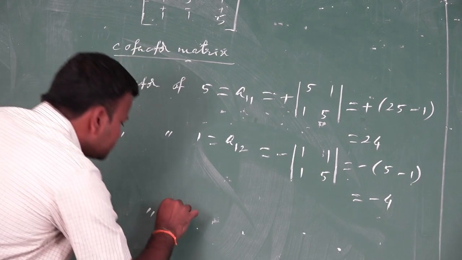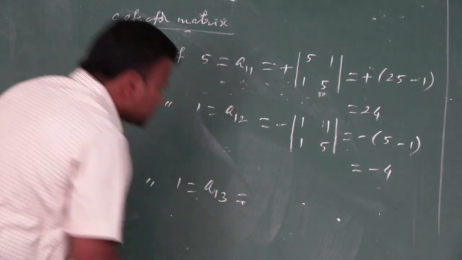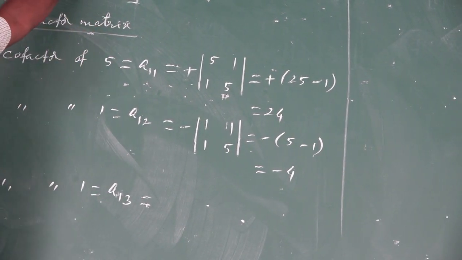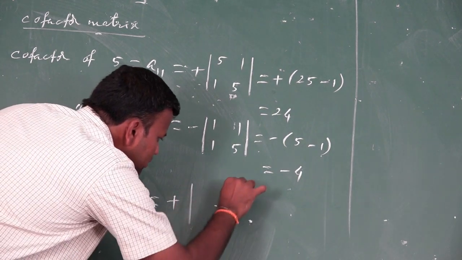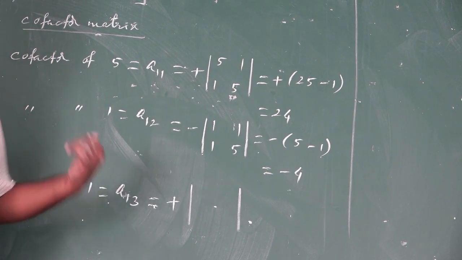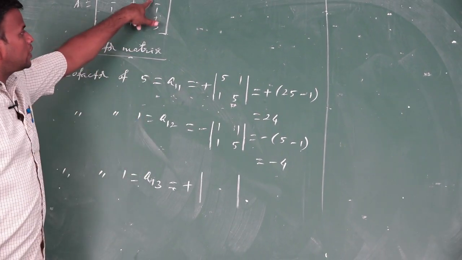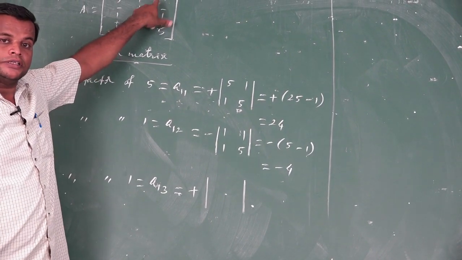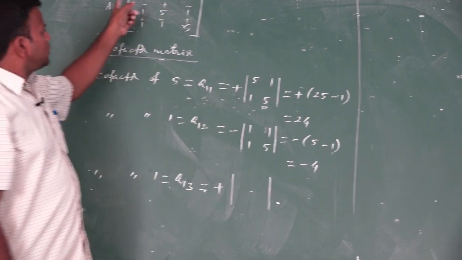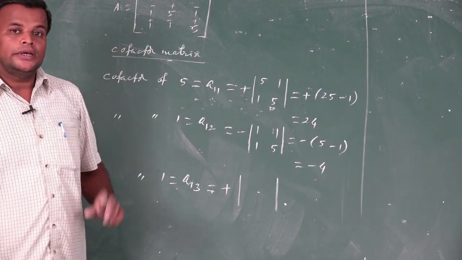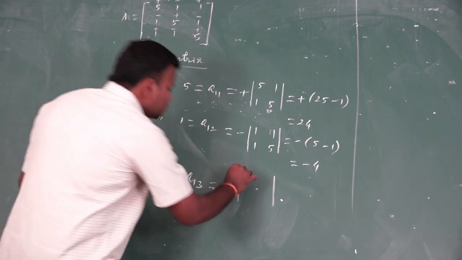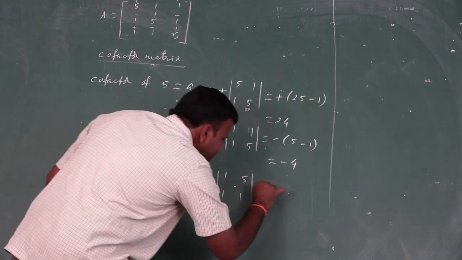Next, the cofactor of the next element, again 1, whose place value is A13. The sign of this place is plus. So plus. The next step, we leave the row and column containing this element. The A13 element is 1. It lies in the first row and third column. So we leave the first row and third column. What are the remaining elements? 1, 5, 1, 1. So we write 1, 5, 1, 1.